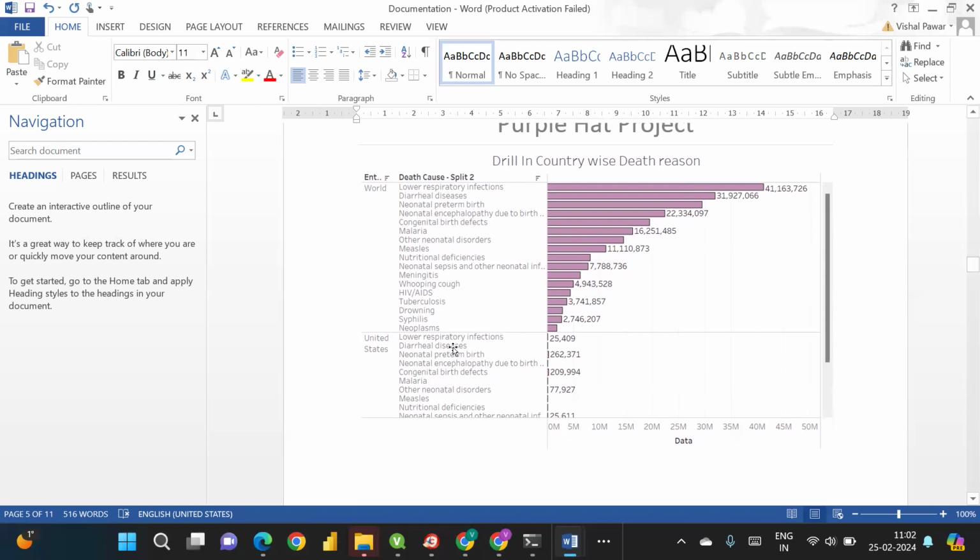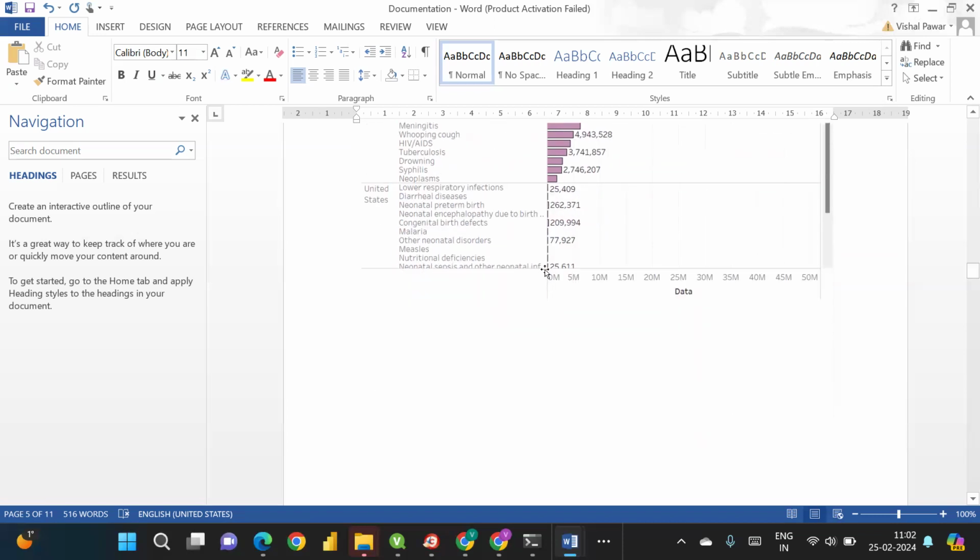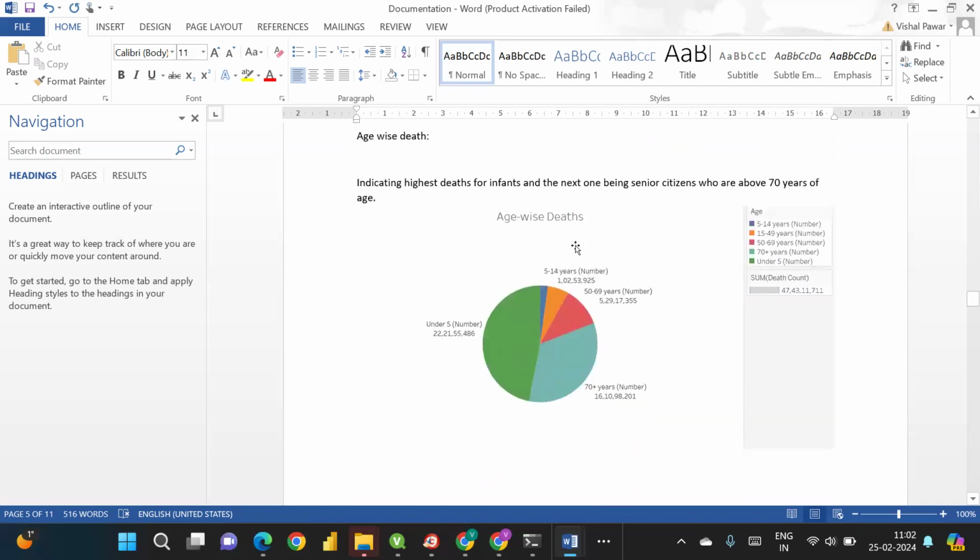In the United States, that has reduced sharply. Neonatal and congenital birth defects are higher than respiratory because the air is very clean in the United States compared to other nations, and hygiene conditions are very good. Diarrheal diseases have also dropped. So genetic disorders like neonatal and congenital are high because of mothers being non-attentive and having a bad diet or health conditions.